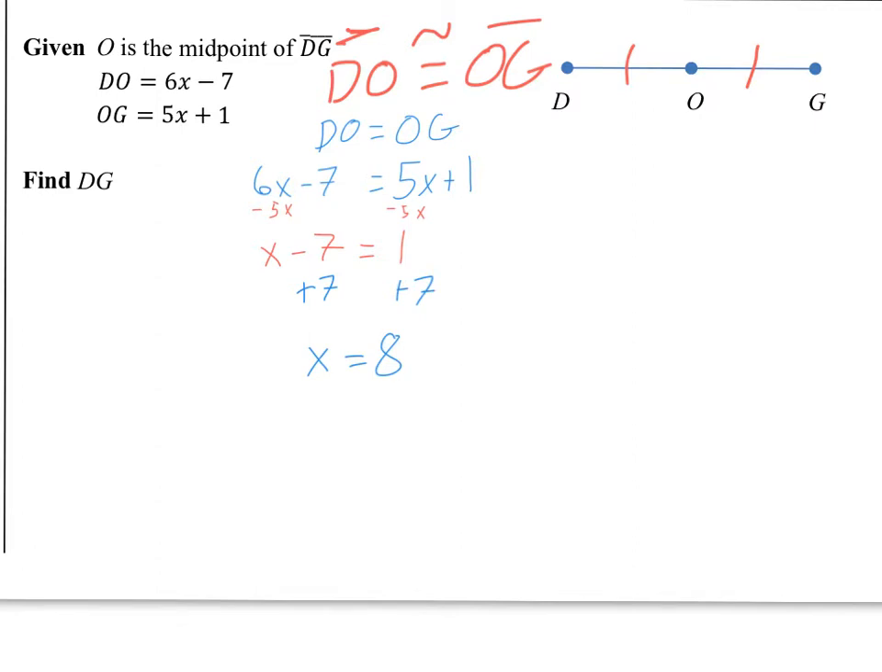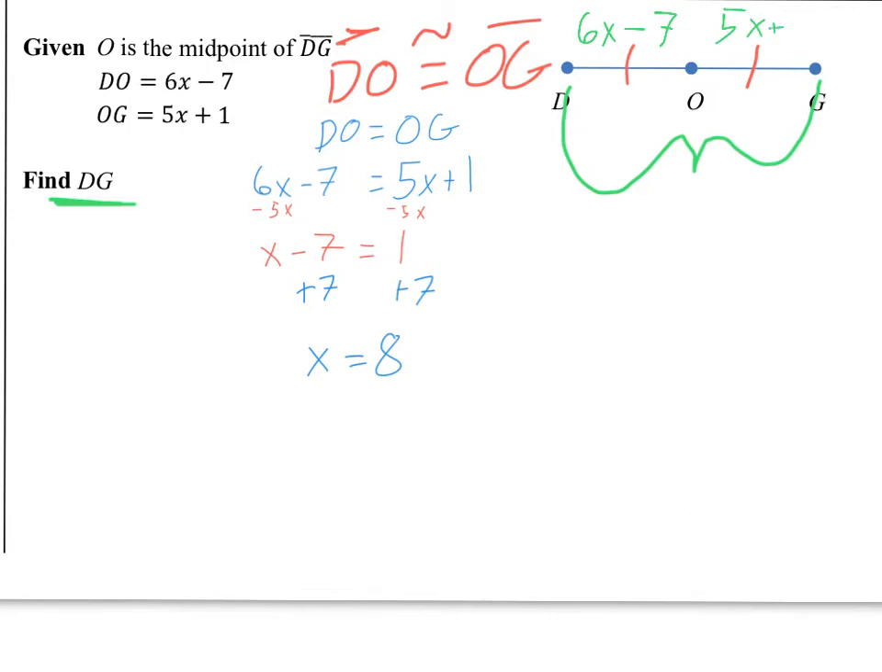But our problem didn't ask us to tell what x is. Our problem wants us to find DG. So when it says that, it's asking us to say how long is this entire segment. Well, we know what x is, so we can use that to help us. Because if we look at part DO, DO is going to be 6 times x minus 7, and OG is going to be 5 times x plus 1.